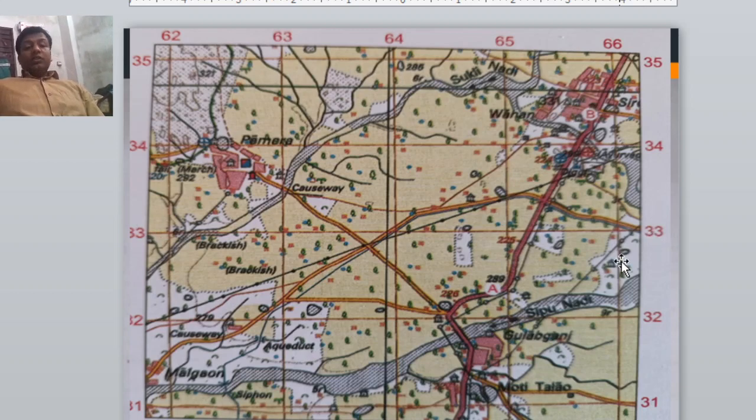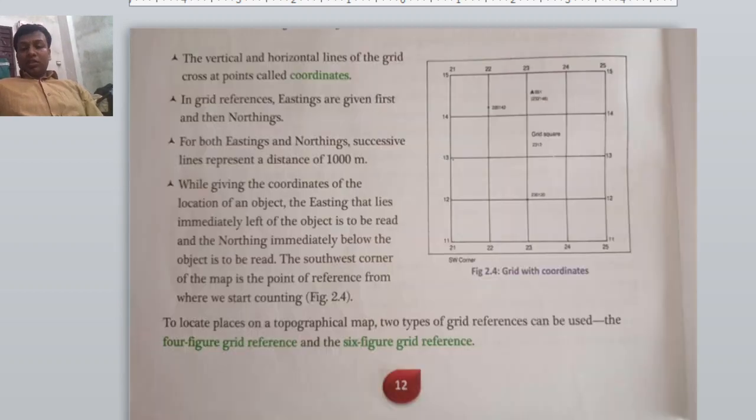But in your topographical map, the vertical lines, because it's the national grid system, are called easting. That means if you stand, you are in the position of easting. Just keep that in mind. And when you lie down on your bed or anywhere, you are in the position of northing. Keep this in mind.